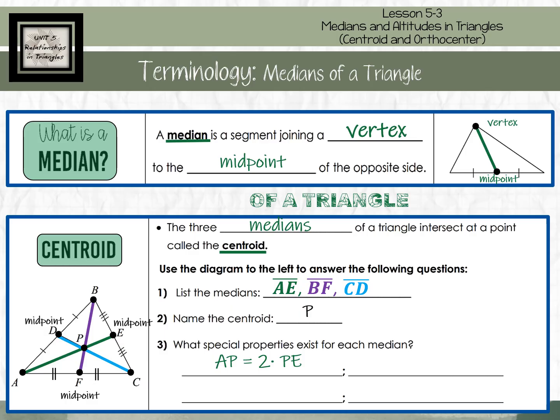There are special properties about the medians. The length of segment AP is equal to twice the length of segment PE. So the median is cut into 2 parts. One is longer than the other. The part that's longer is twice as big as the smallest part. The smallest part is half as big as the longer part of the median. The length of segment AP is 2/3 of the whole thing, and the length of segment PE is 1/3 of the entire length of the median.